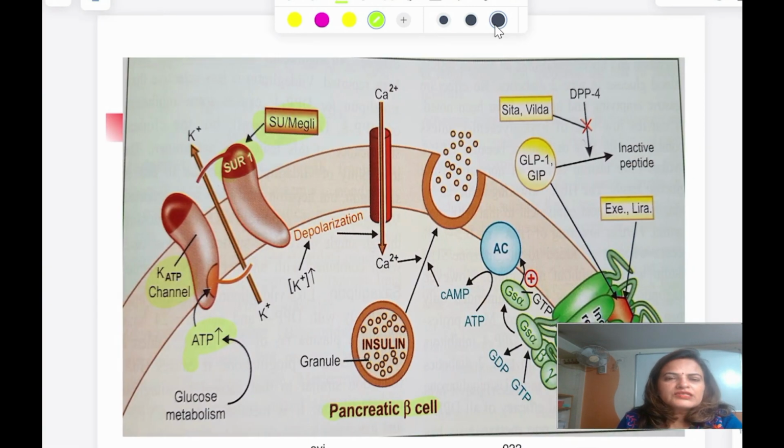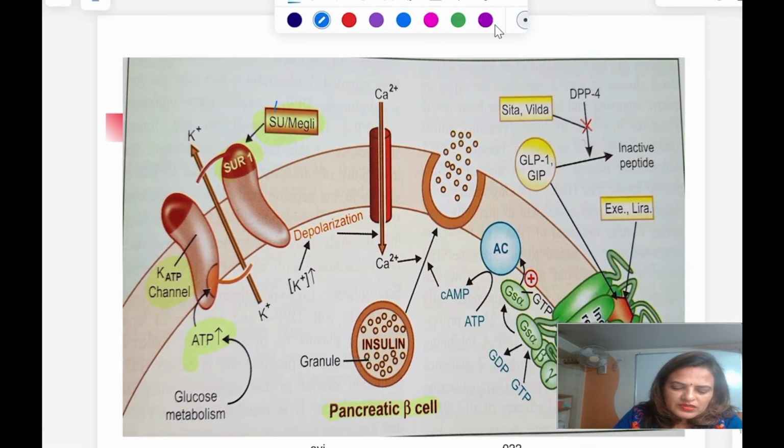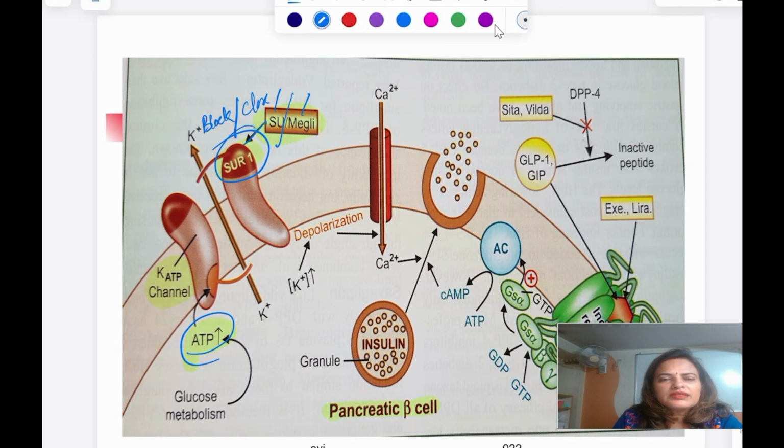You can see SU stands for sulfonylurea, and MEGLI is miglitinide. So both of these drugs are going to act here on this receptor, and they are going to block or close this potassium channel. So what action was ATP doing here? ATP was blocking this potassium channel. Now this group of drug is going to block this channel. If this channel is blocked, then what will happen?